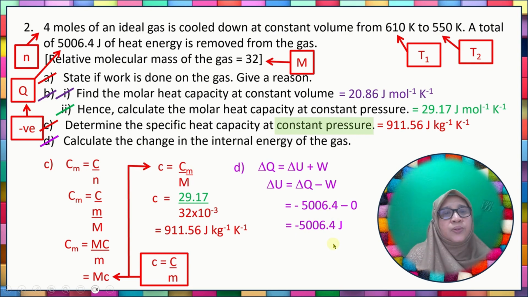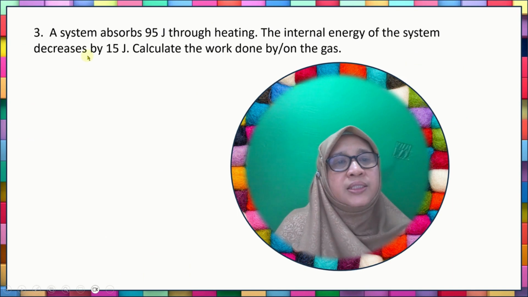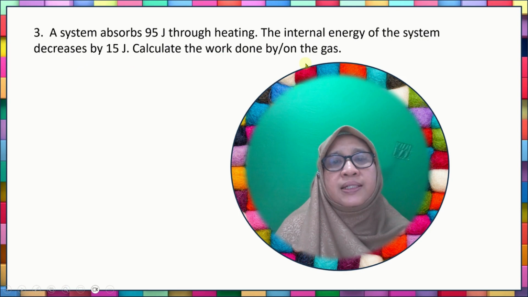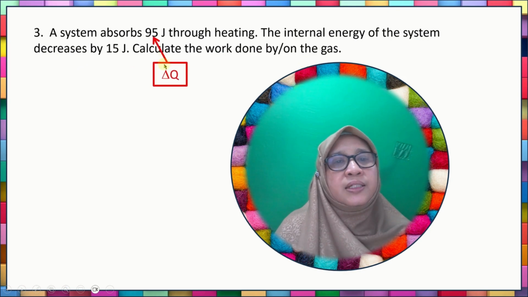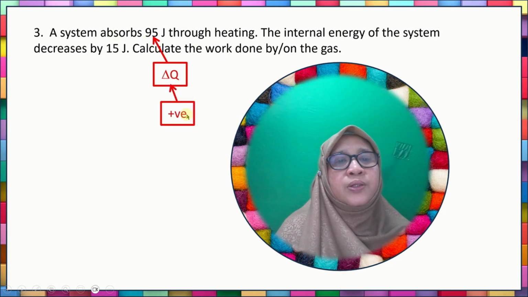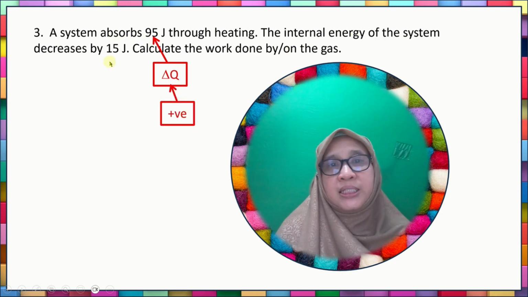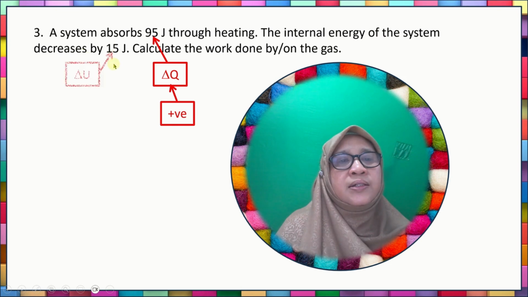Okay, now we go to question 3. A system absorbs 95 joule through heating. The internal energy of the system decreases by 15 joule. Calculate the work done by or on the gas. So you are given delta Q, the heat. This is absorbed, and absorbed means delta Q is positive. Internal energy decreases, so that means delta U is negative 15 joule.